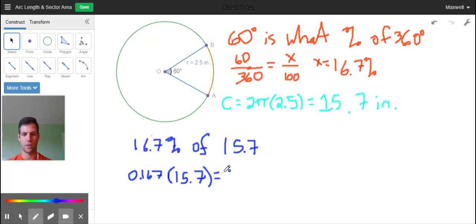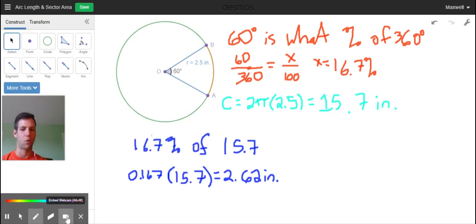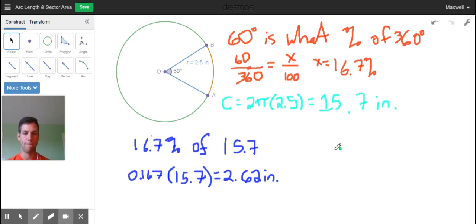2.62 inches is our final answer for this example. Now, before we move on to the sector area formula, we want to generalize this to work for every problem. So the first thing you would do is 60 out of 360. That equals 0.167 if you put it in your calculator. So that's the percent part.